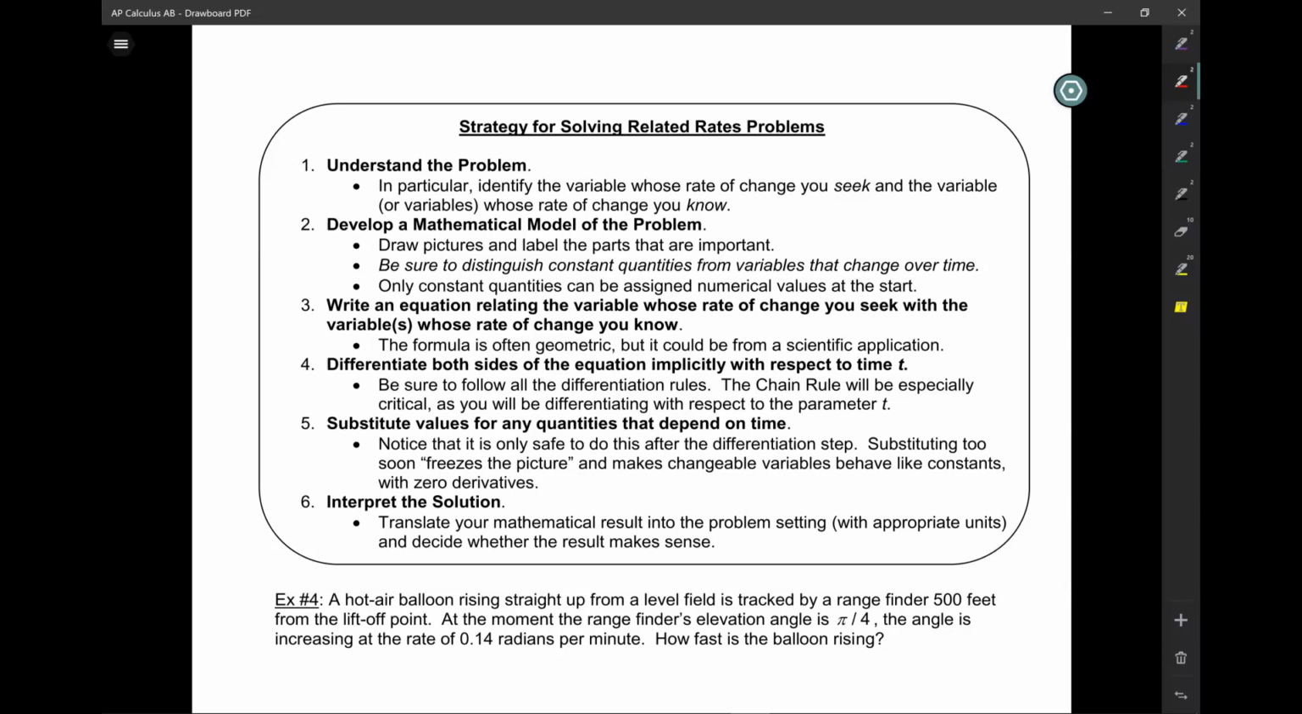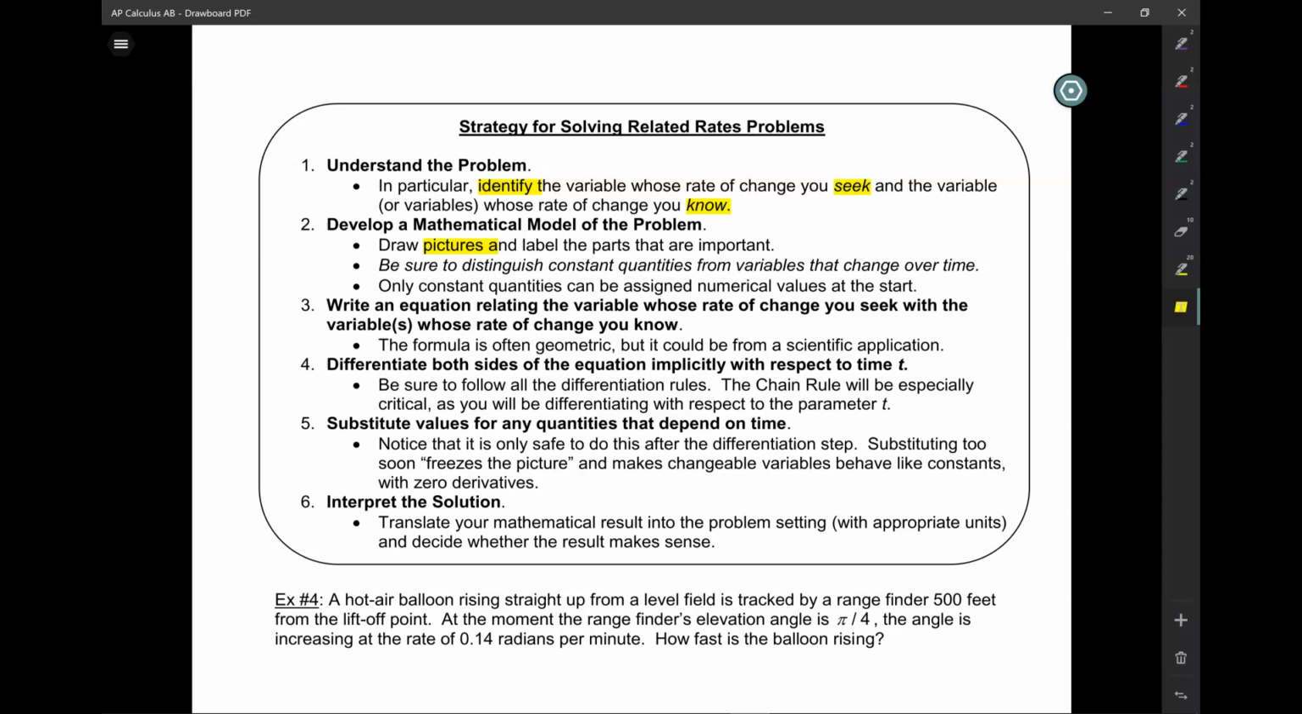So first and foremost, you have to read through the problem and you have to highlight, you have to identify the variable for which the rate of change you are looking for and the variable or variables for which the rate of change you know, right? Then you have to develop a mathematical model. How does that work? Well, what are some things you could do? You can draw pictures, right? That's very important, very important.